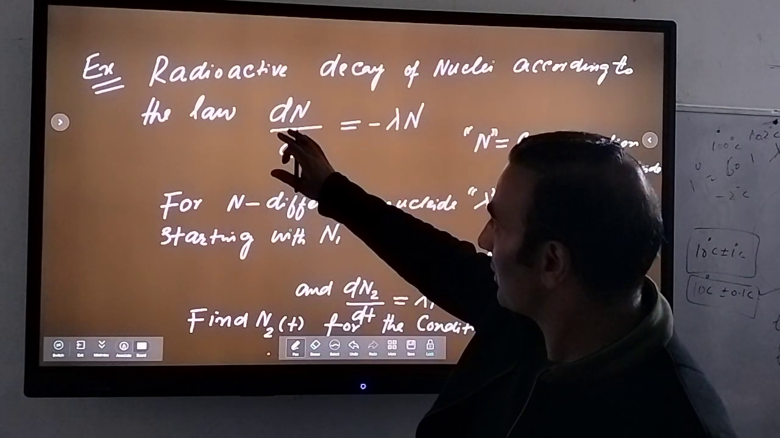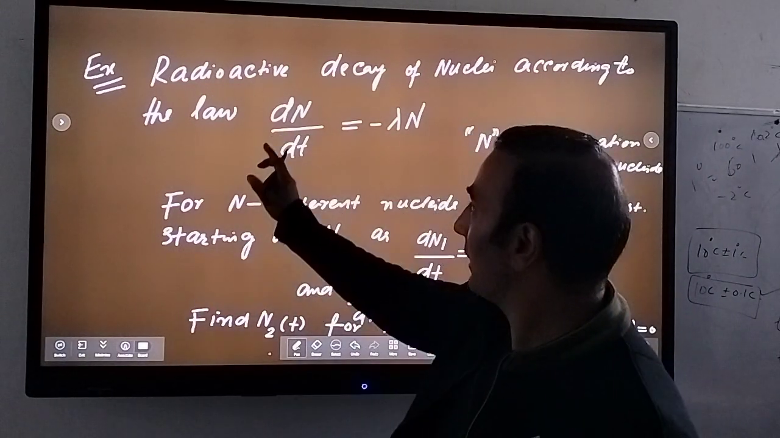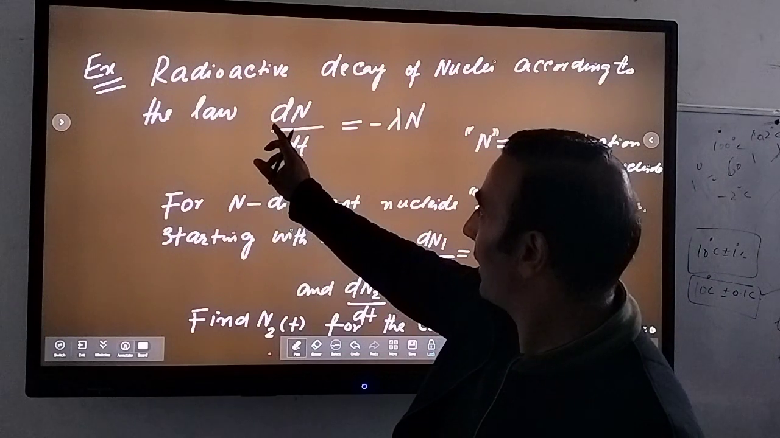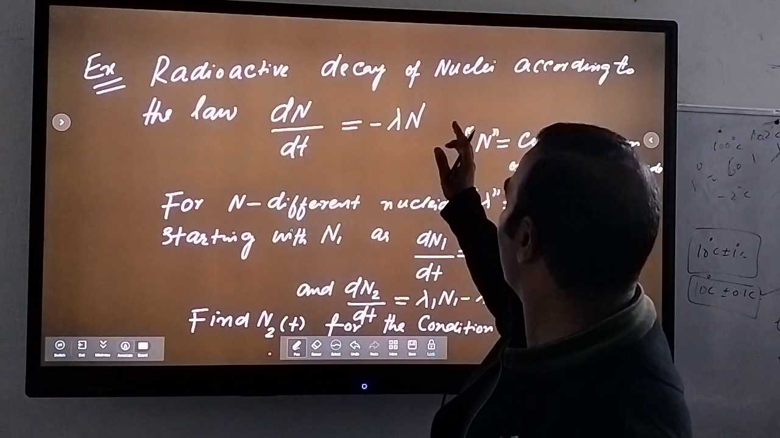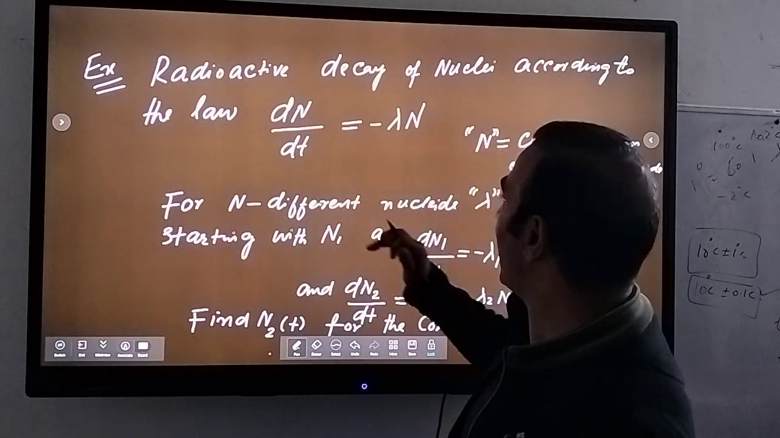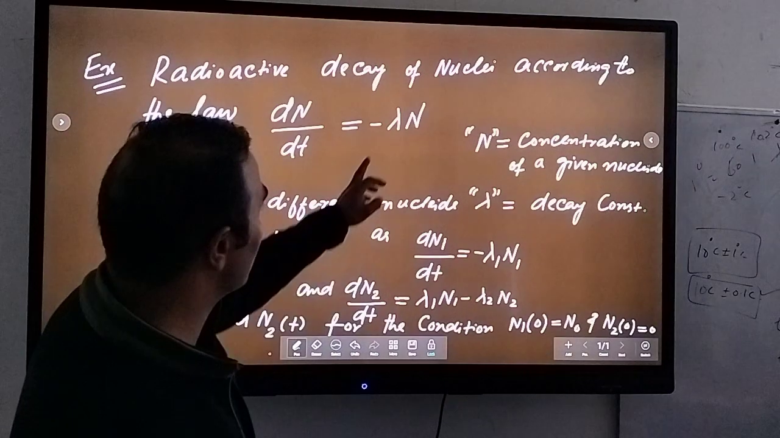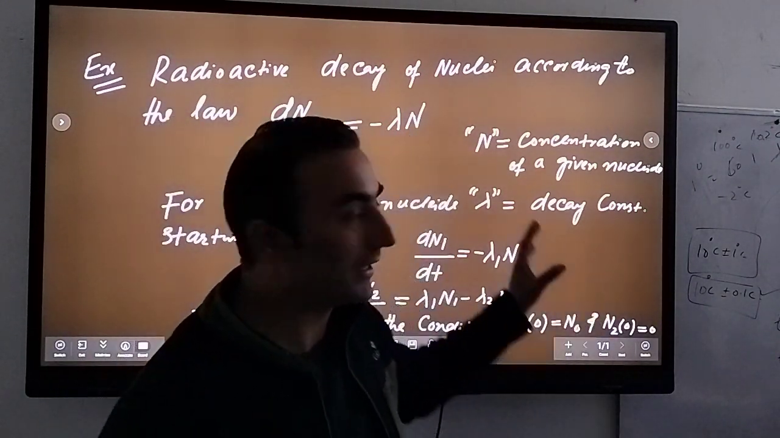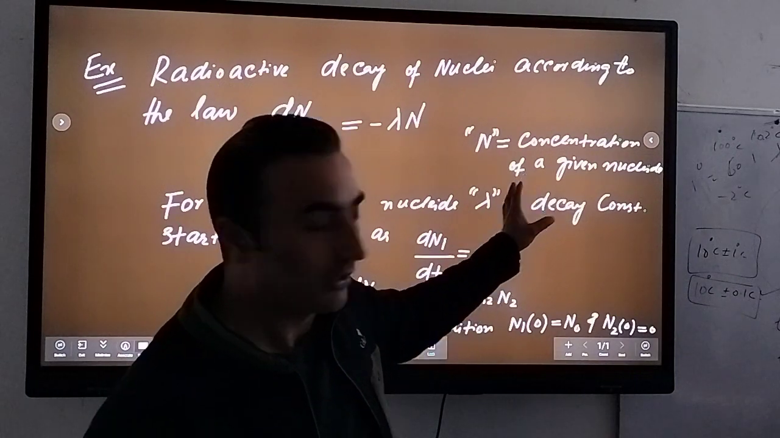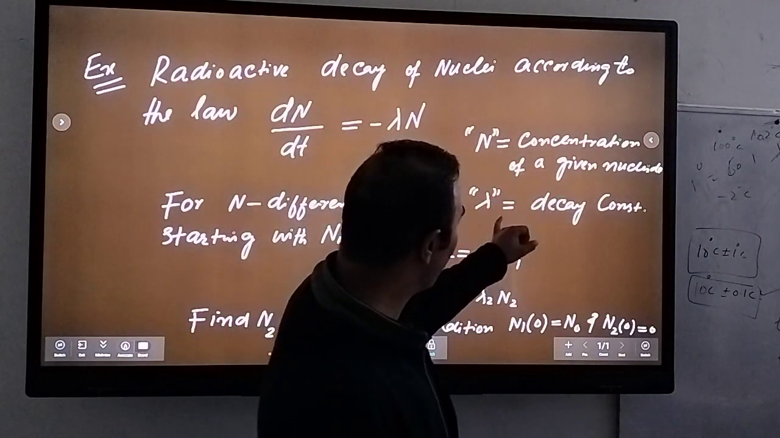So the first problem related to differential equations is the radioactive decay of nuclei according to this law, dN by dt equal to minus lambda N, where N is the concentration of that nuclei. It decays according to this formula, N is the concentration of a given nuclei, and lambda is our decay constant.